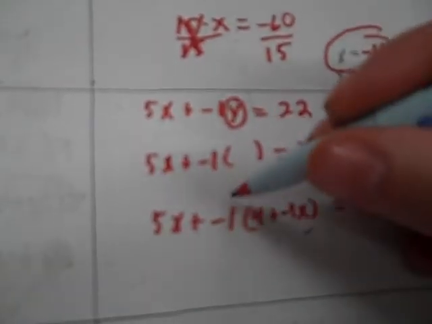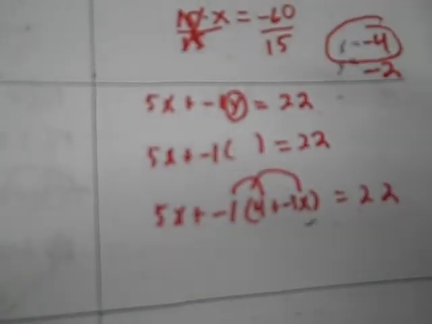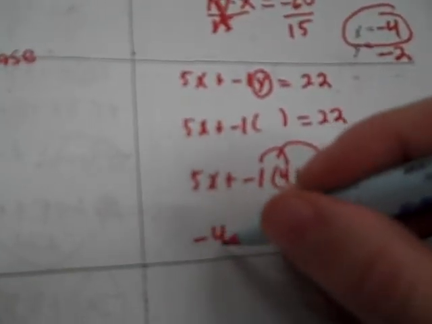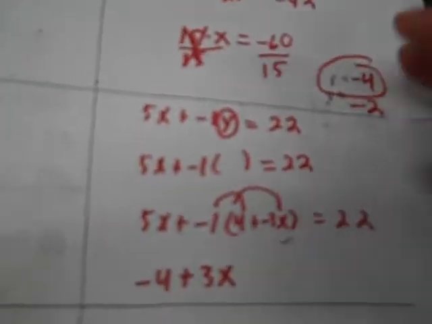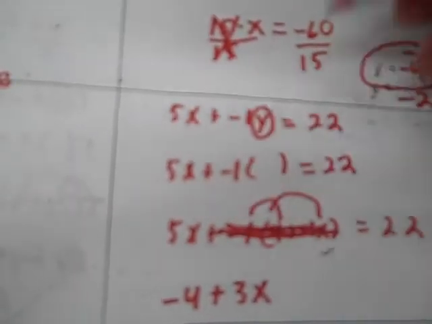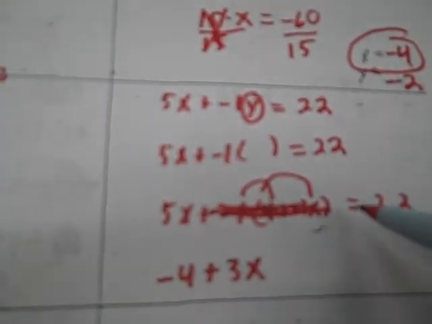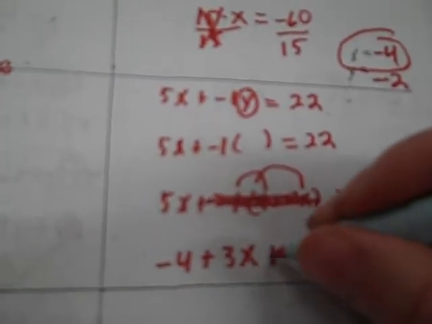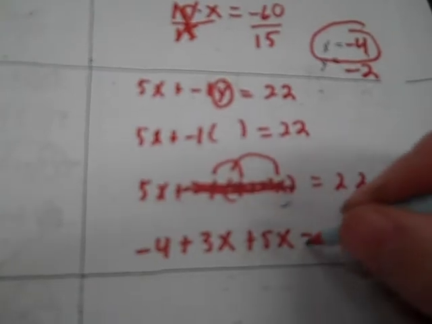Okay, so I draw my rainbows. So I take negative 1 times positive 4, and that's negative 4. And I take negative 1 times negative 3, which is positive 3x. You may now cross that part of the expression out. And before it equals, I have to add a 5x in there, and then equals 22.